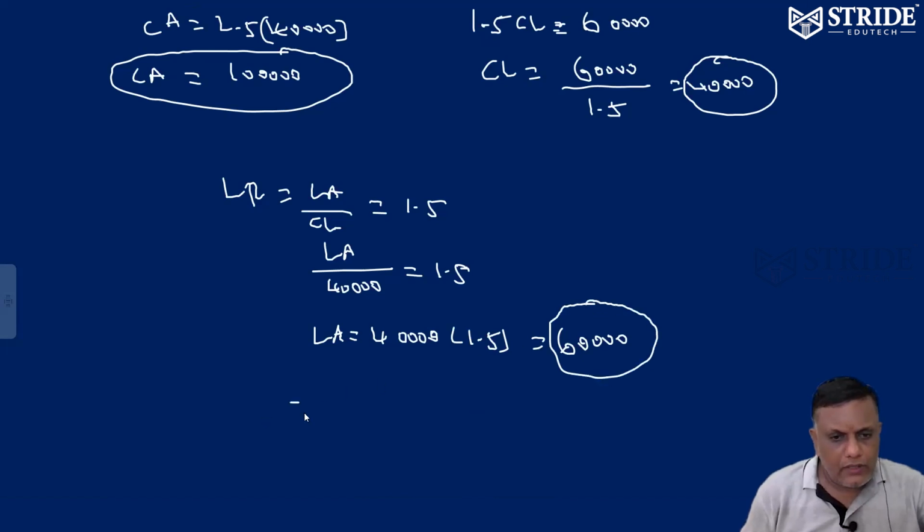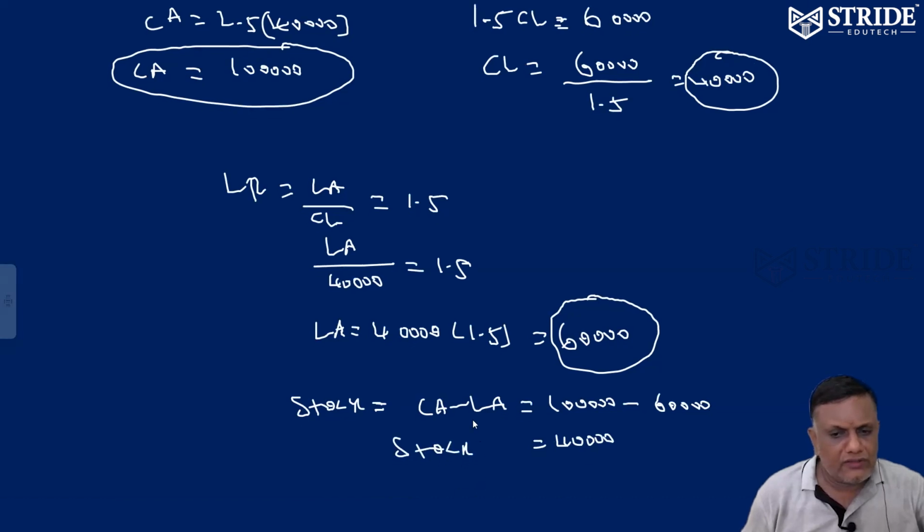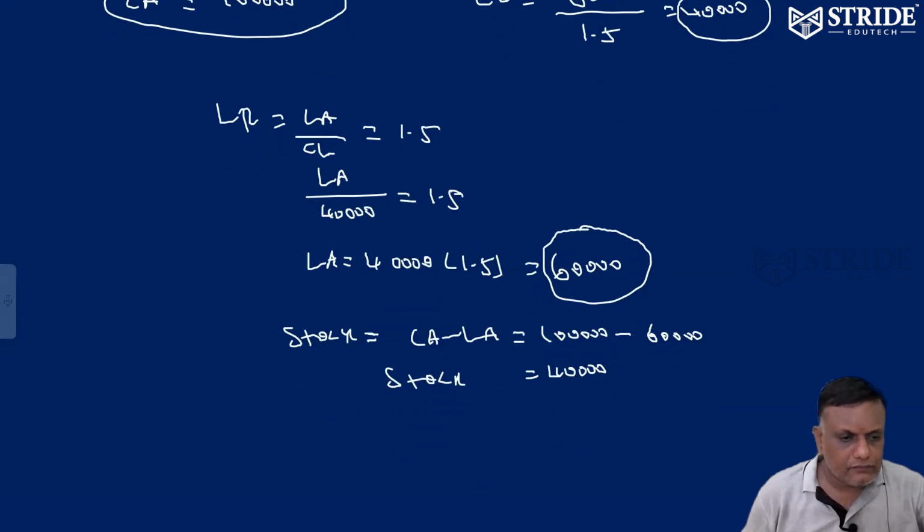By the way, stock we can find. Stock is equal to current asset minus liquid asset. So current asset 1 lakh, liquid asset 60,000. 1 lakh minus 60,000, that is equal to 40,000. Stock 40,000. That's it. Okay. Next one.